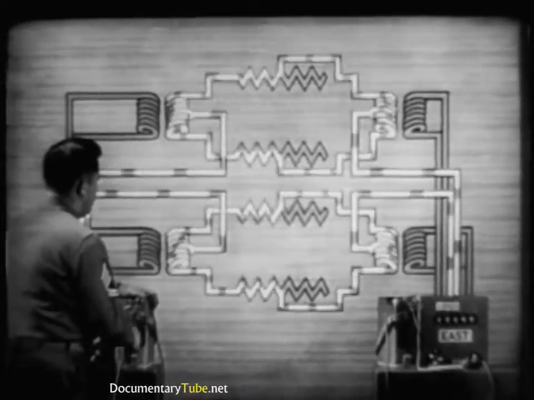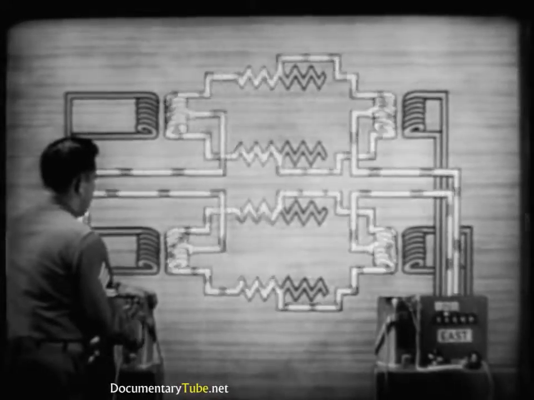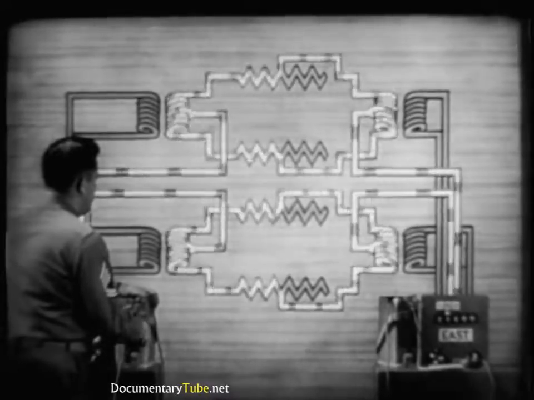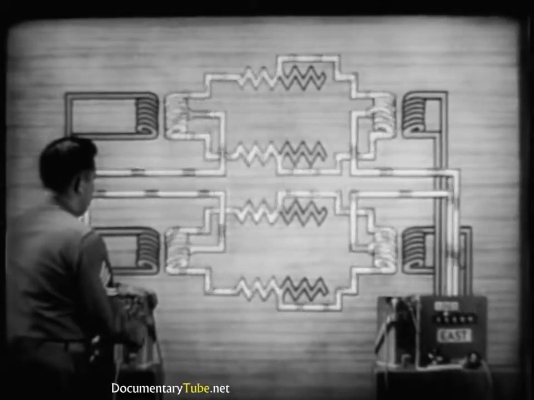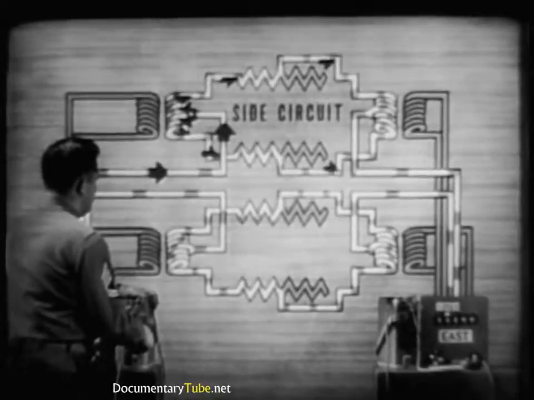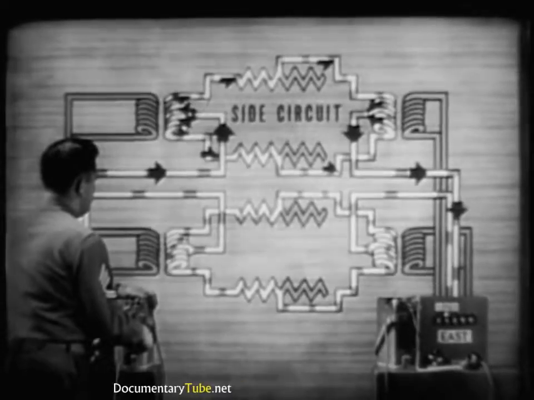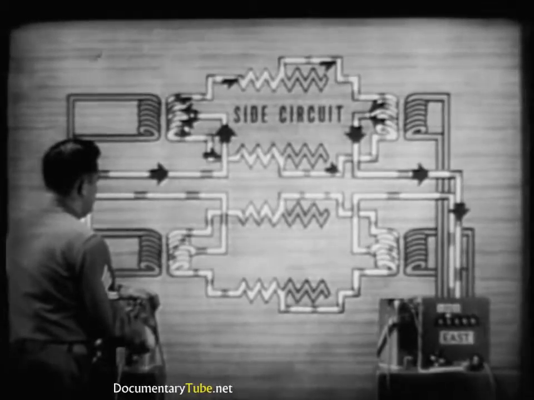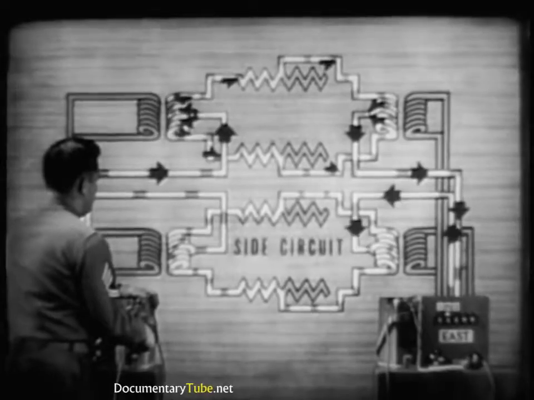Here's how it works. When the phantom is in use, the current divides in the repeating coils just as in a simplex circuit. The current travels through the line wires of the number 1 side circuit. Instead of returning through the earth, however, it uses the wires of the number 2 side circuit.